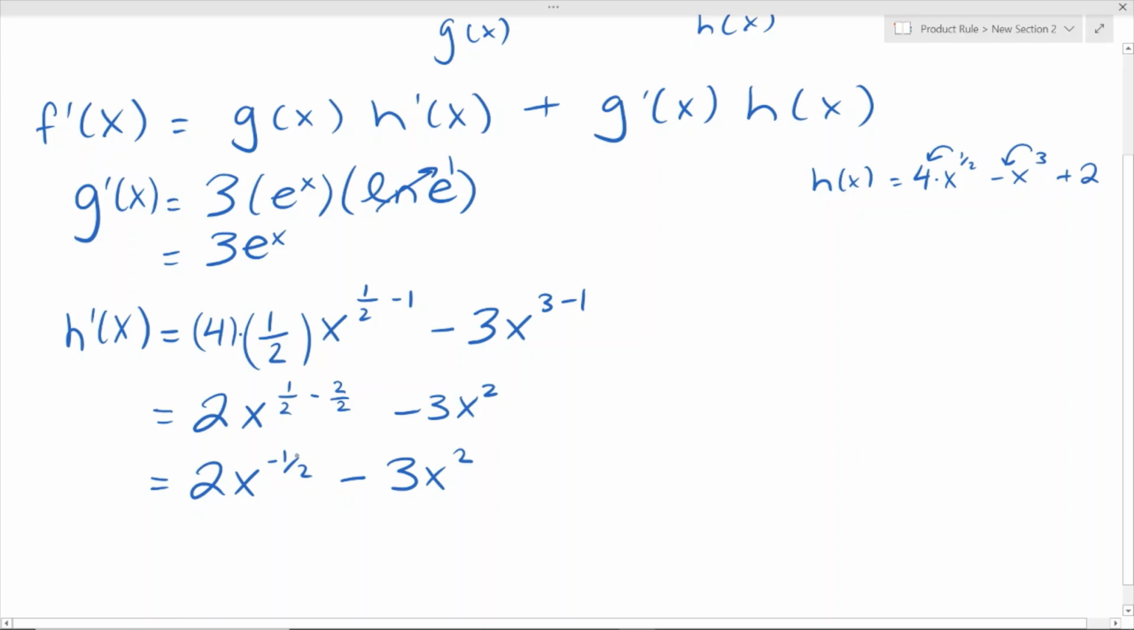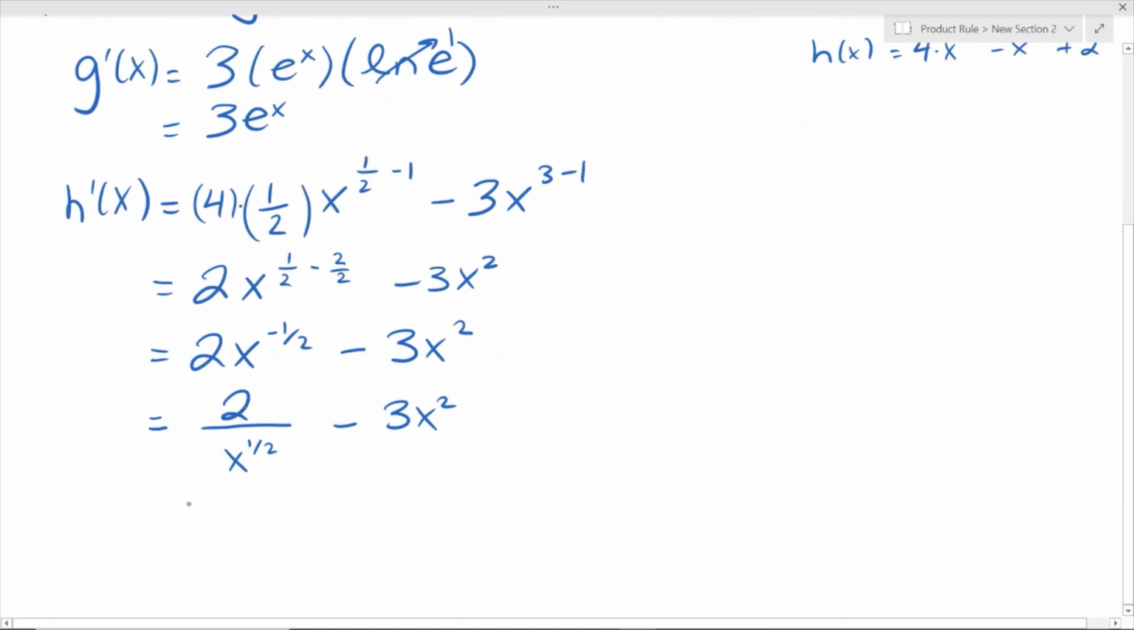And this is a negative exponent, so a negative exponent means we can take this in the denominator and rewrite it as a positive exponent like that. This is minus 3x squared, and this is the same as 2 over square root of x minus 3x squared. Alright, so now we have found our h prime of x and our g prime of x.